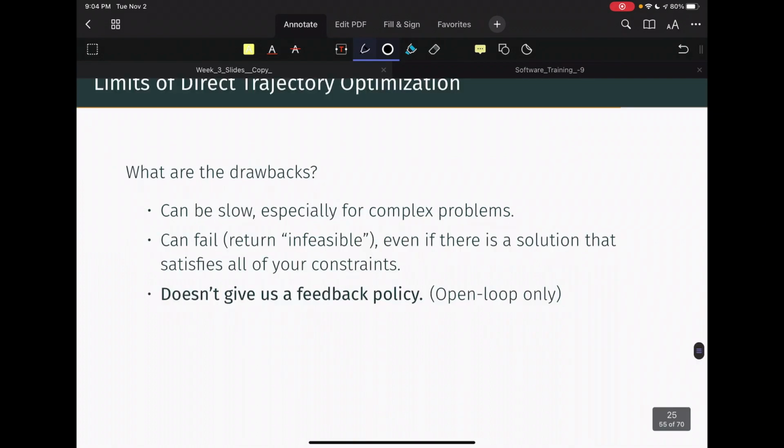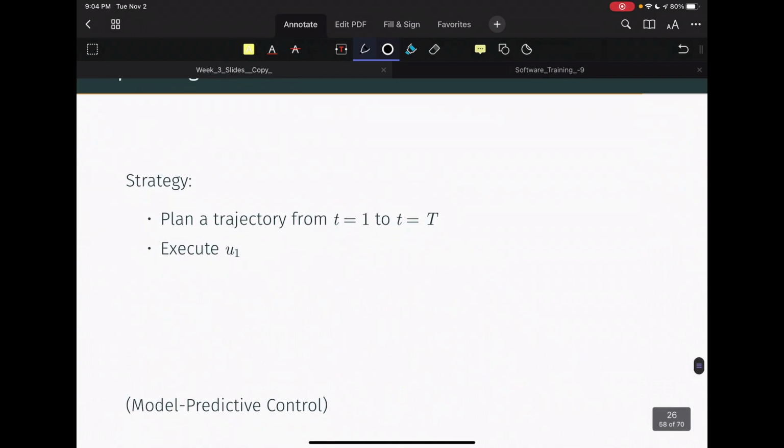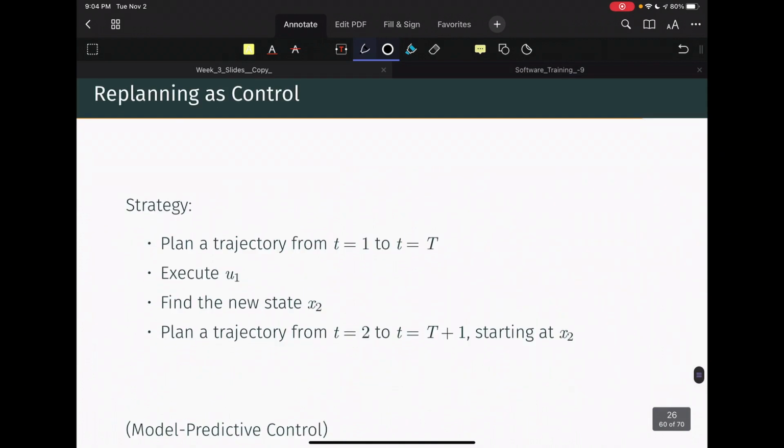This is great and all, but with the noise that we have in our actual systems, we tend to diverge. So we're going to use this trick called model predictive control, and we're just going to recalculate our control iteratively. What we do is we start off and we plan our trajectory from t equals 1 to capital T. We execute that control. Then we find our new state x2, and we recompute a trajectory from t equals 2 to capital T plus 1. We're always computing a trajectory of length capital T. And then we're just going to keep iteratively doing this over and over again.